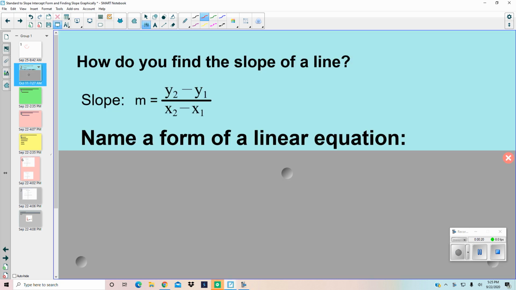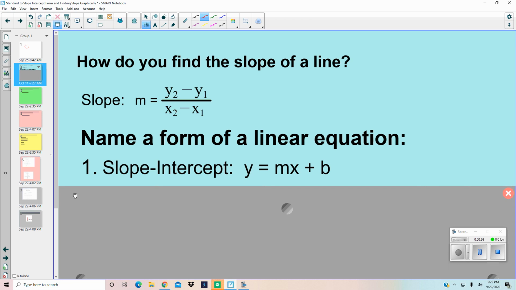So how do you find the slope of a line? Let's just review. If you're given 2 points, you take y2 minus y1 over x2 minus x1. Now, when we're talking about linear equations, the lines can come in many different forms. One form is called slope-intercept form, that's y equals mx plus b. So y is solved for. The coefficient of x gives you the slope, and the number added on gives you the y-intercept. Remember, the slope also equals the rise over the run.